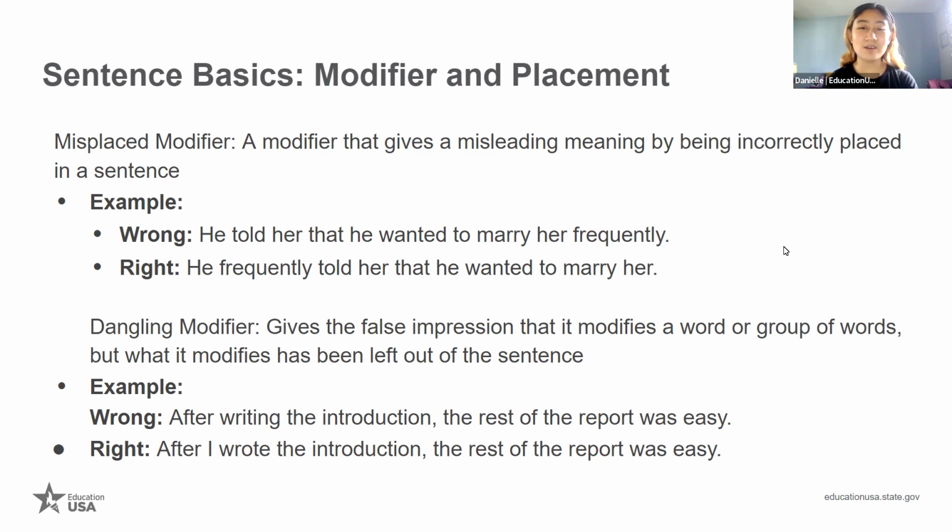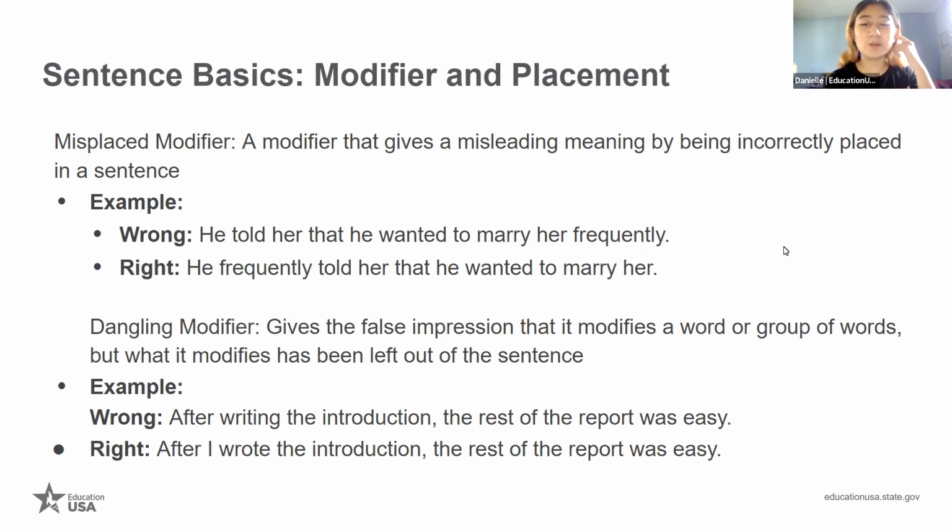So you notice how the modifier, right, is placed to imply that the thing that's happening frequently is him wanting to marry her, when it should be "he frequently told her that he wanted to marry her." The modifier is misplaced in this context to give a completely different meaning, when more likely than not, it's referring to the part where he's telling her, not that he wanted to marry her frequently.